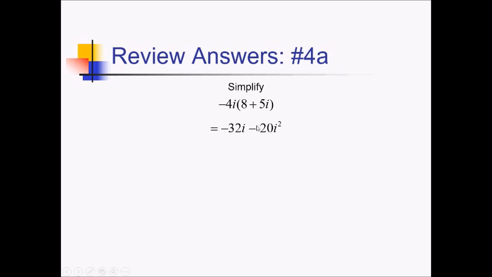So instead of writing all this stuff here, I'm just going to write plus 20, because negative 20 times negative 1 would give me positive 20. So then my answer is going to be positive 20 minus 32i. And since these are not like terms, I cannot go any further.